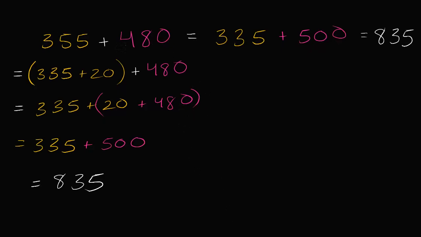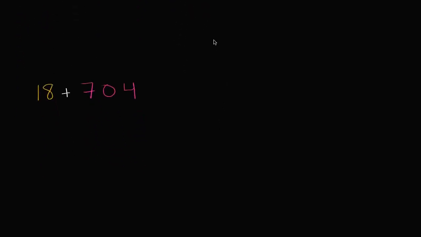Let's do a couple more examples of this. And remember, the key is just thinking about how can I add or take away from one of the numbers to make them simpler. So over here I have 18 plus 704. So there's a couple of ways we could tackle this. One way, we could try to get the 704 to be equal to 700.